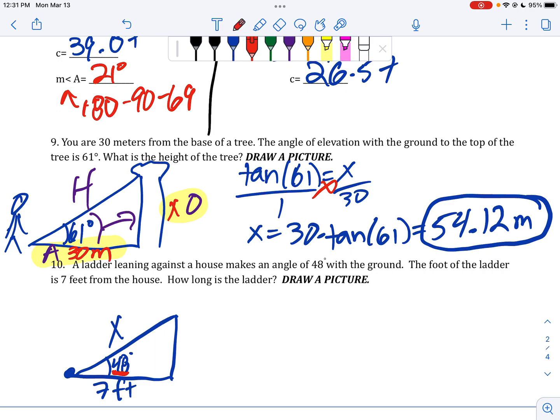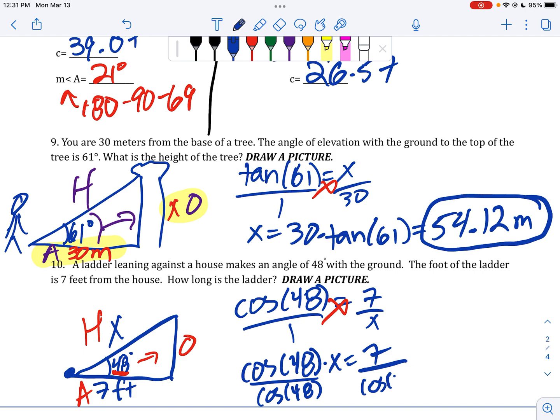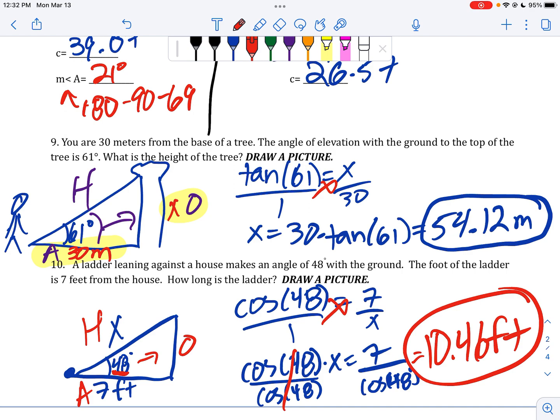From there, I take the 48 and label my opposite side, my hypotenuse, and my adjacent. I have adjacent and hypotenuse. So I'm doing the cosine of 48 equals A over H, which is 7 over x. Put this over 1. Cross multiply. I get cosine of 48 times x equals 7, and then divide by the cosine of 48. So these sides cancel, and then I get about 10.46 feet. That is number 10. All set.